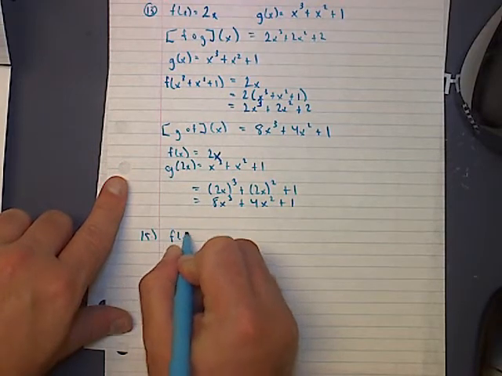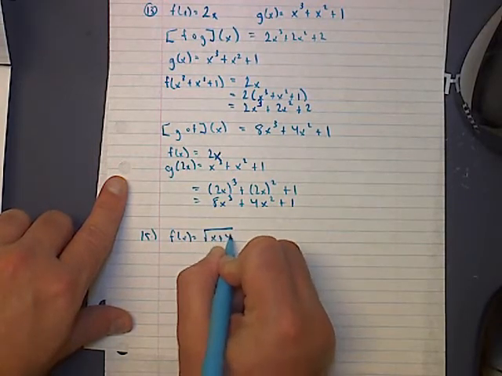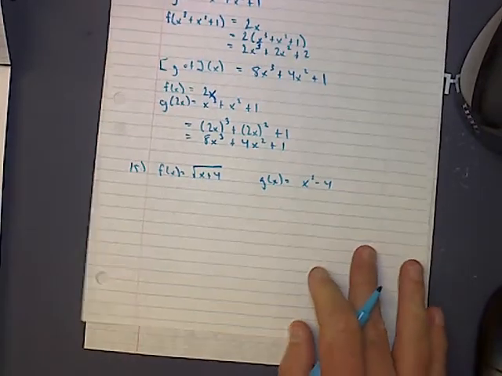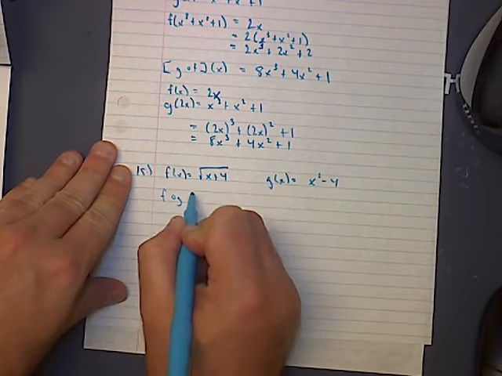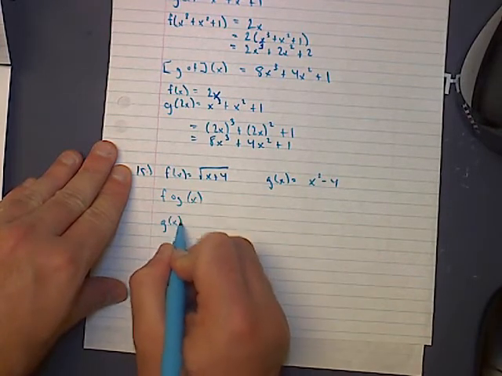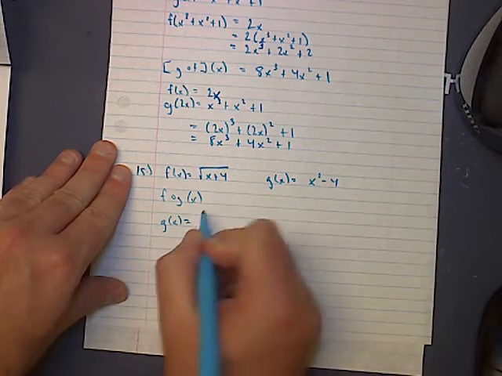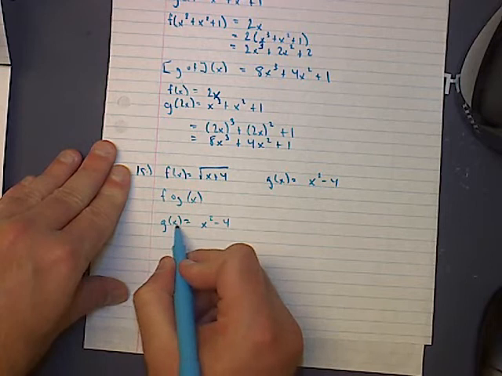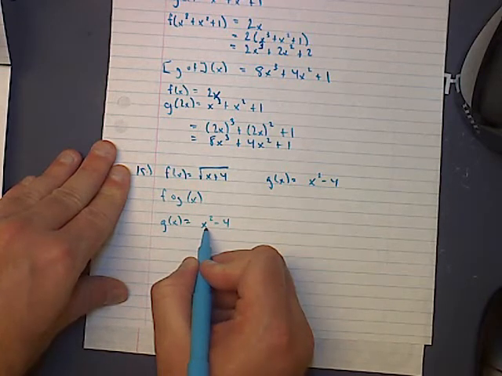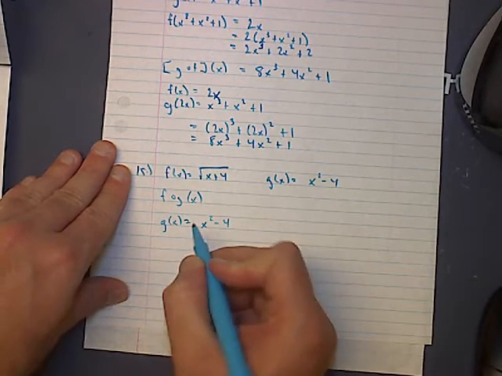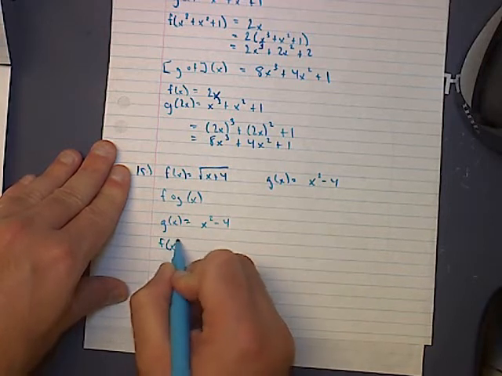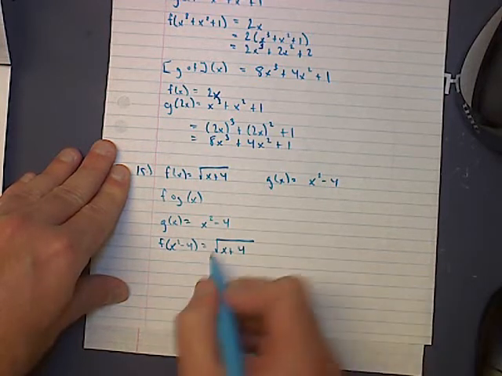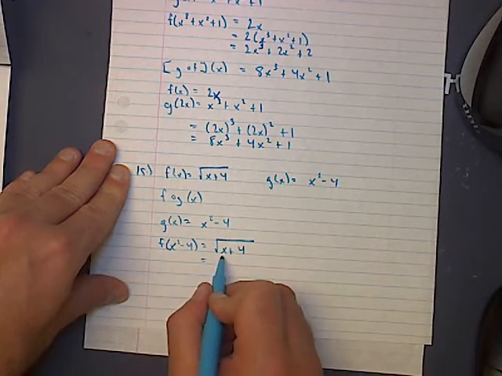we got F of X equals square root of X plus 4. G of X equals X squared minus 4. And we want to find F of G of X. So G of X equals the G function, X squared minus 4. I take X, I plug it into X. It does not change it. So now, I'm going to do F of my answer I got right here. My F function, square root of X plus 4. Whatever's in this parentheses is what I plug into that variable.